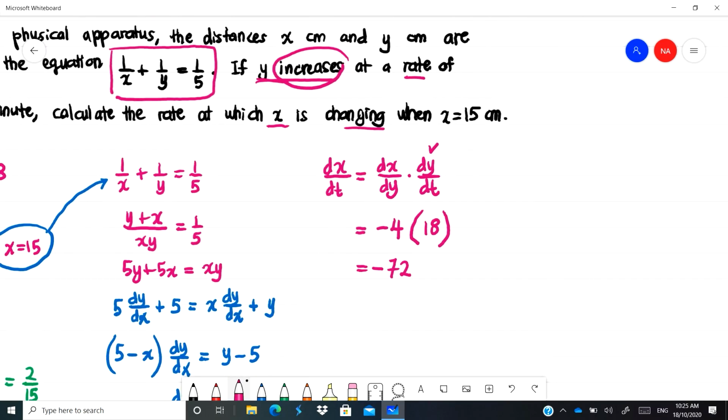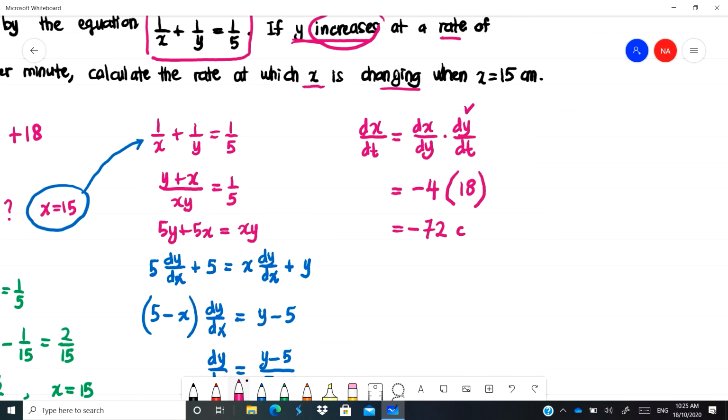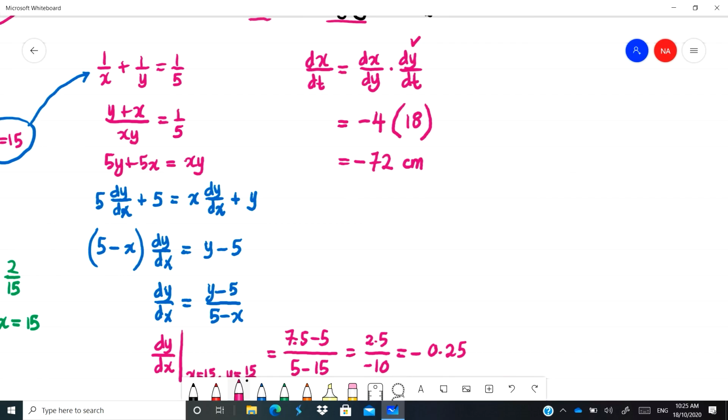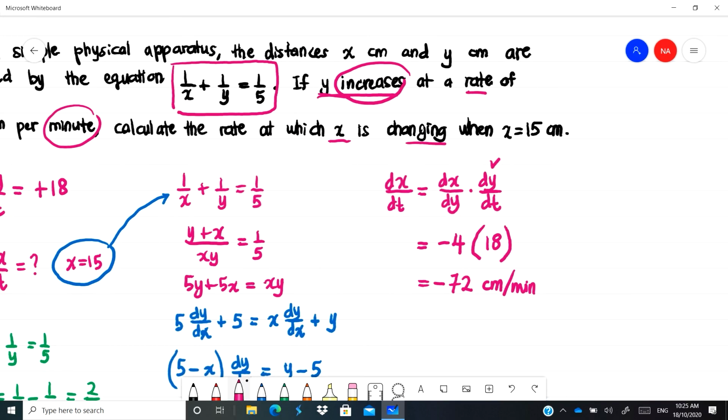And if you look at the unit, x is in cm and it is per minute, since we're talking about time in minutes. So why is the answer negative? Because x is decreasing when y is increasing. It is kind of like in physics, inversely proportional: when something is increasing, the other is decreasing. So the same goes here.